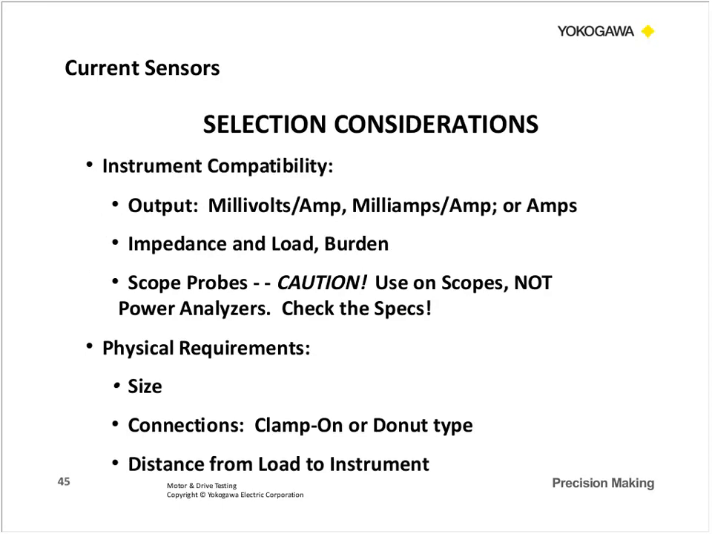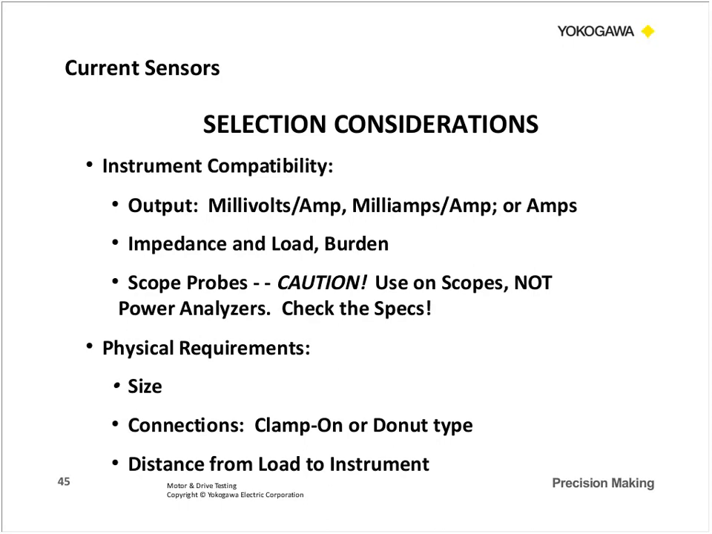So we've got to also think about instrument compatibility. What kind of an output does that current transformer have? Does it have a millivolt per amp or a straight, a lot of them had like a 5-amp output. We've got to think about the impedance, load, and burden that we're putting on the CT. How far is it away from the instrument? How much wire are we going to have to hook onto that CT?